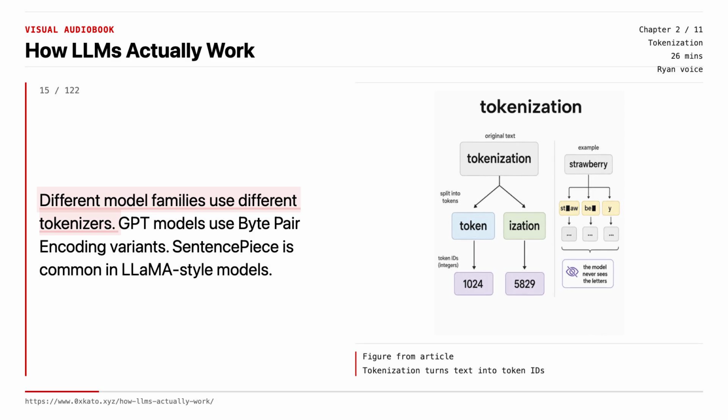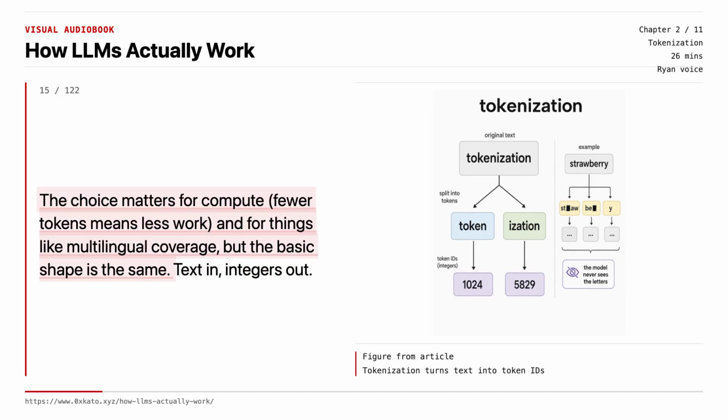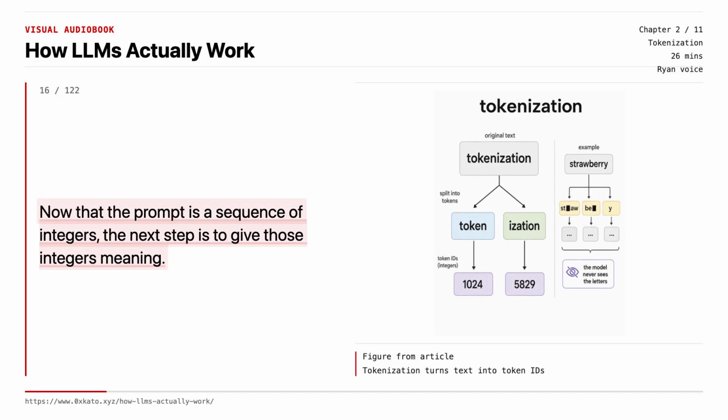Different model families use different tokenizers. GPT models use byte-pair encoding variants. SentencePiece is common in lab-style models. The choice matters for compute. Fewer tokens means less work. And for things like multilingual coverage, but the basic shape is the same. Text in, integers out. Now that the prompt is a sequence of integers, the next step is to give those integers meaning.